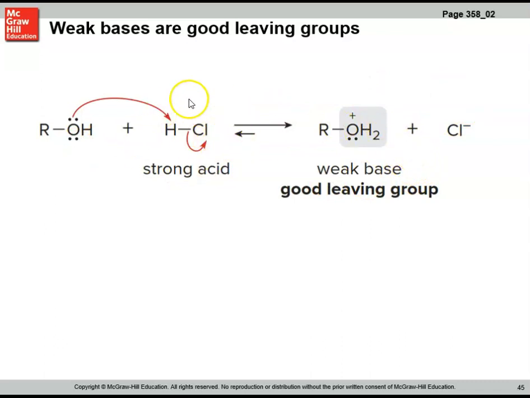So if we use a strong acid like hydrochloric acid or sulfuric acid, we'll see these are allowed to then generate this OH2 positive. So the leaving group will be water, which is then actually a really good leaving group.